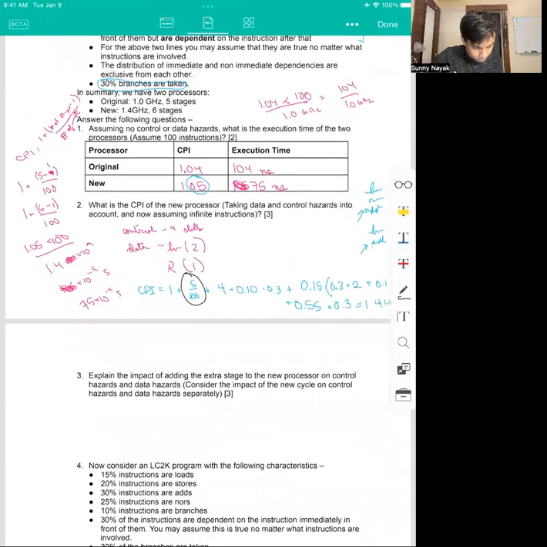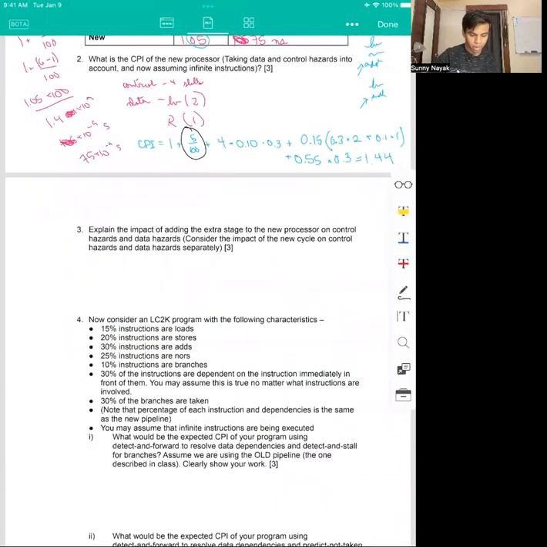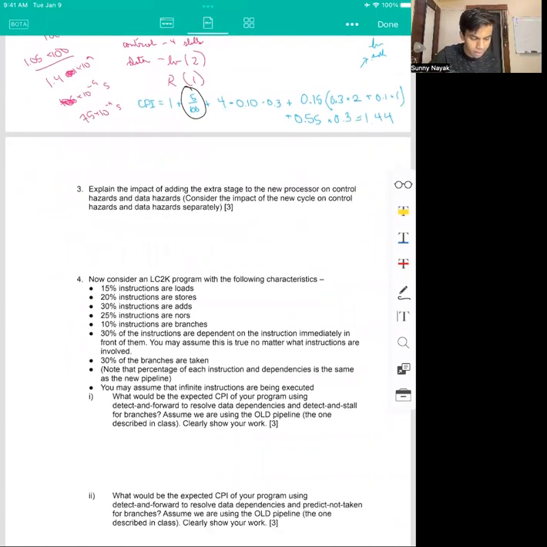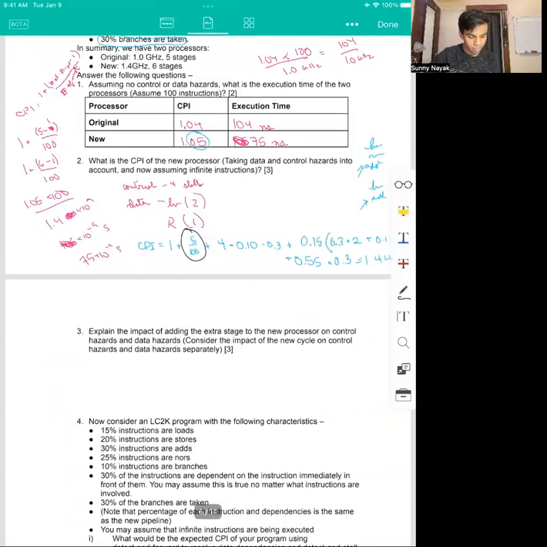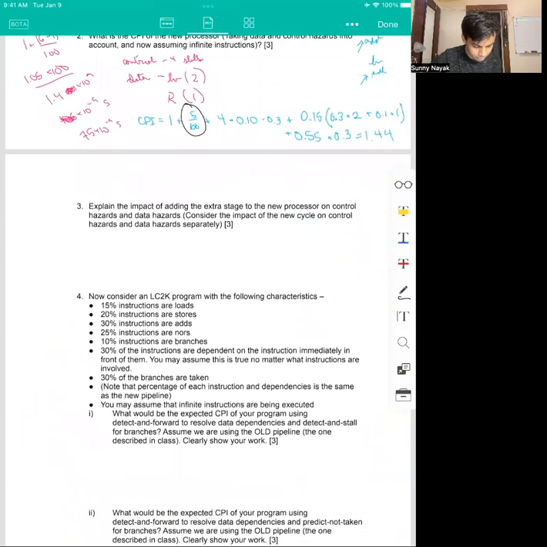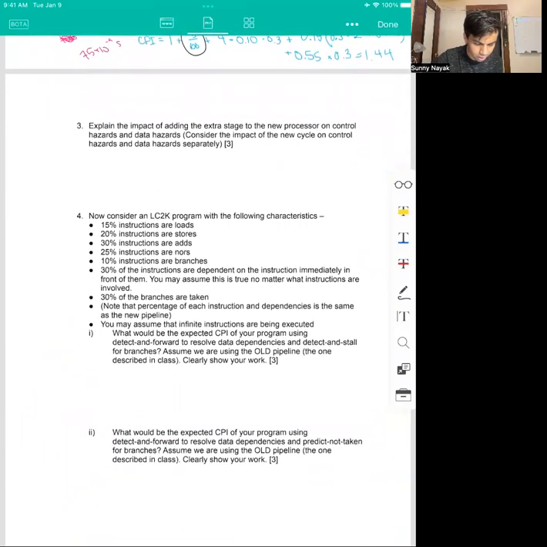Okay, so that's number 2. So now we have a CPI of 1.44 for our new processor, assuming this benchmark. So this question asks us to explain the impact of adding the extra stage on control and data hazards.